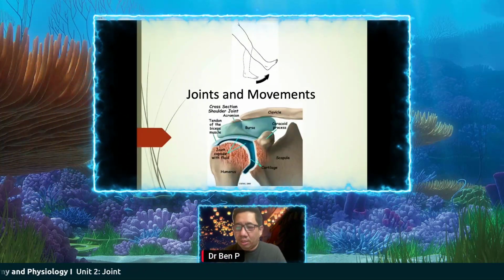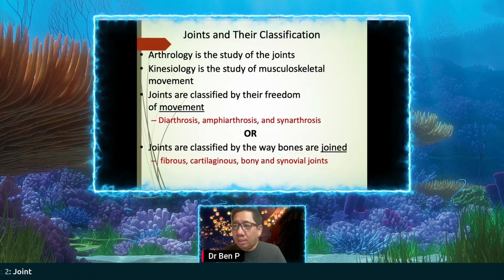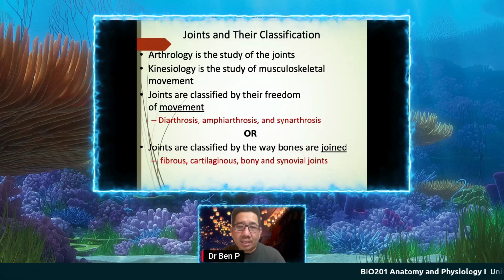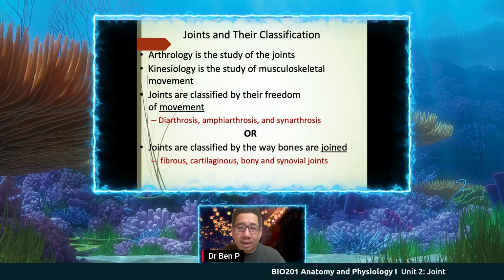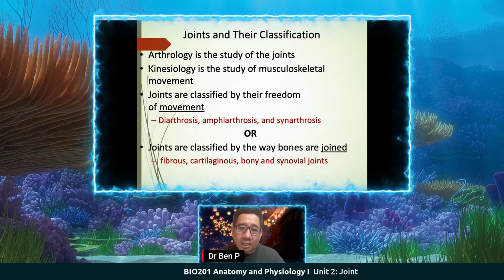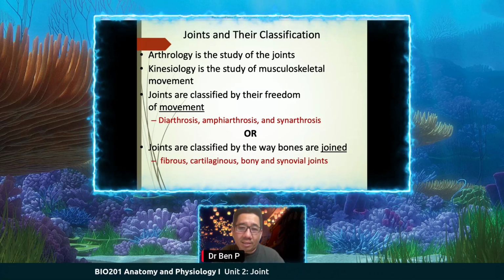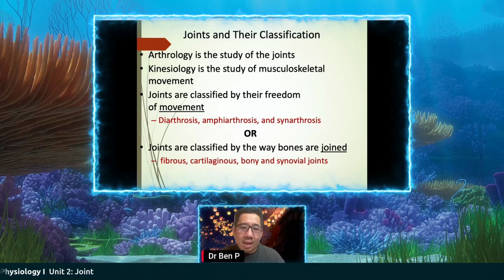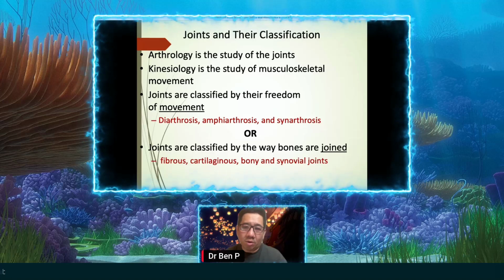Let's talk about joints and movement. The first thing you need to know is that there are two types of classifications of joints. One is classified by their movement, and the other is classified by the way the bones join together. So, movement and joining together. We're going to go over all of these.